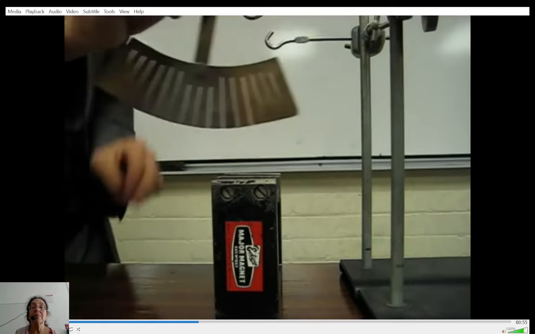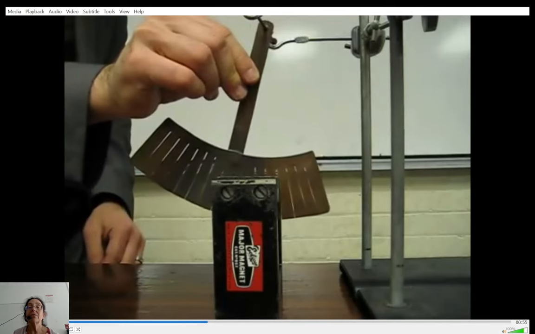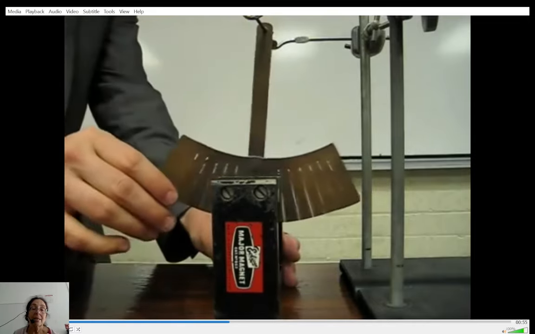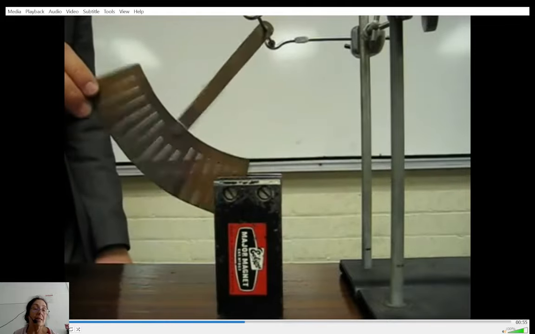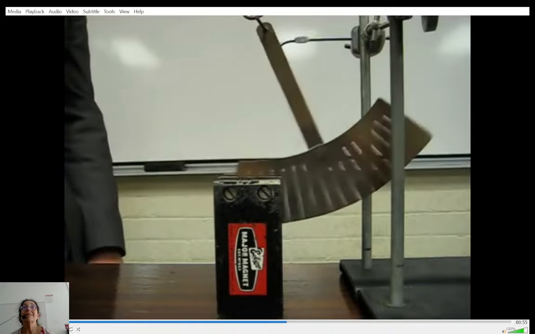But now he takes the same conductor and now it has holes in it. Do you think it's gonna work? No, because the current cannot flow. If you have gaps here, you introduce a lot of resistance, it's gonna be harder for the eddy current to flow. So it's not going to work. Not working. Doesn't work. Isn't that interesting?